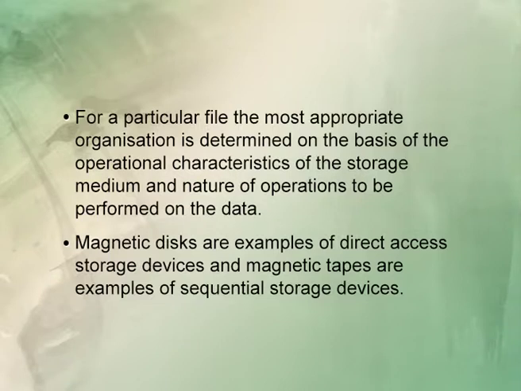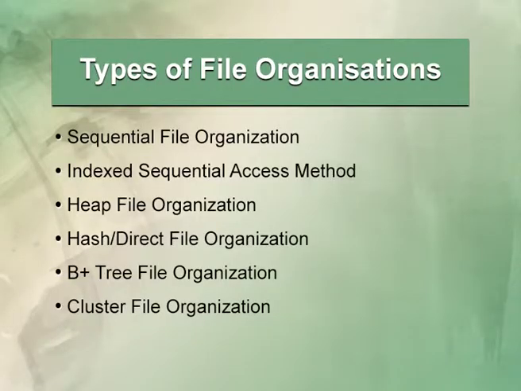Then magnetic disks, as you know, are the example of direct access storage devices. You can access any record directly on the magnetic disk just like in a random way. When you talk about magnetic tapes, these are the example of sequential storage devices. Whenever we want to store a new item, it is appended and stored at the end, and the access method will be in a sequential fashion. Then let us see the types of file organization. One is the sequential file organization, indexed sequential access method, heap file organization, hash or direct file organization method, B plus tree and cluster file organization.